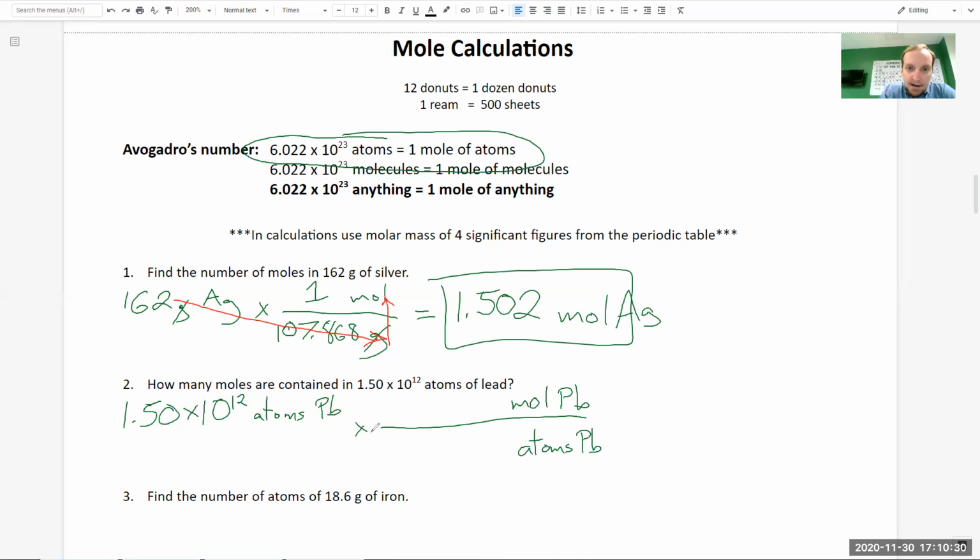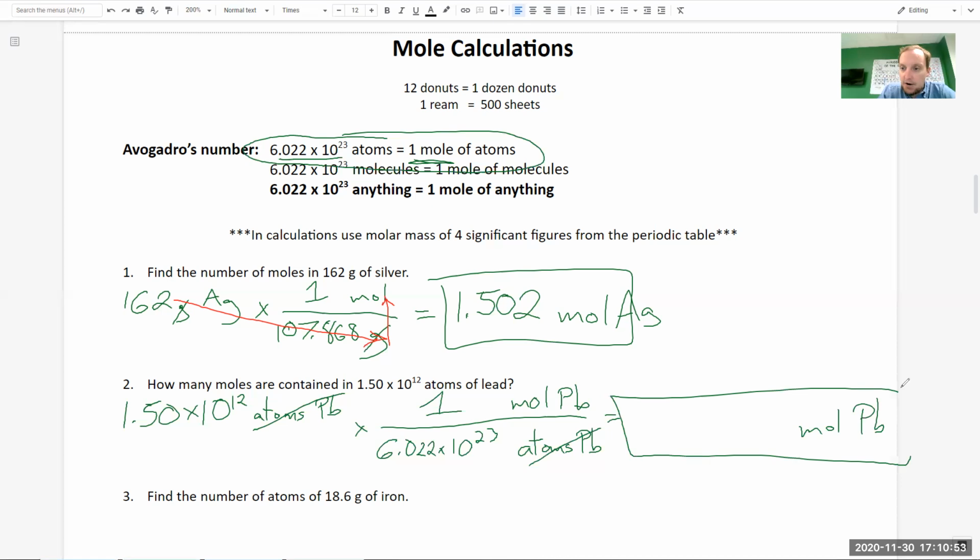So the atoms down here would be this right here, 6.022 times 10 to the 23rd atoms is equal to 1 mole. Okay, then again, atoms of lead will cancel out. What we're going to be left with is some number of moles of lead, and that's going to be our answer. Let me get my calculator.